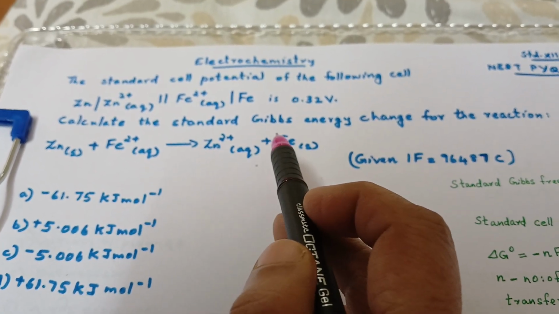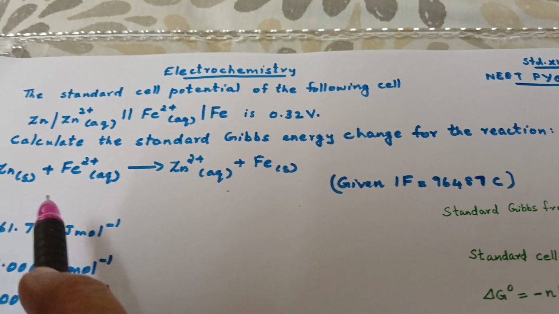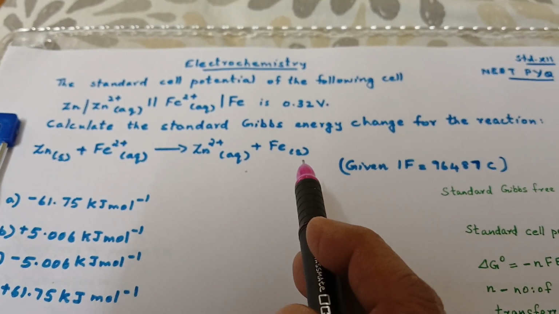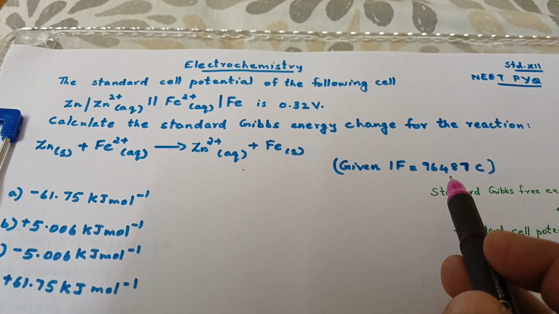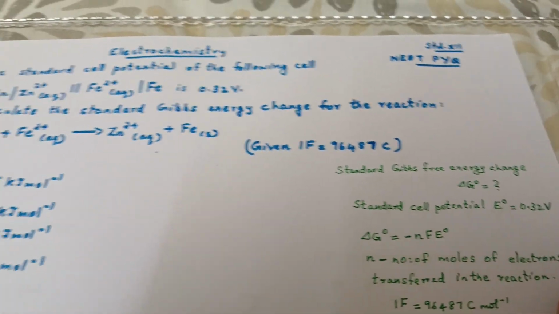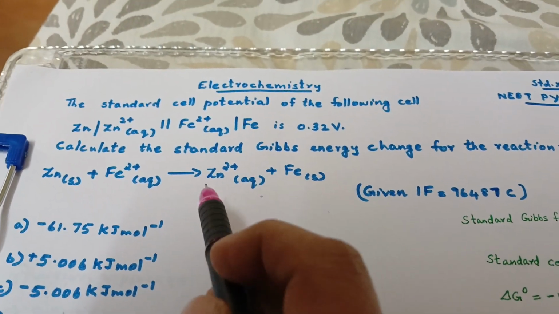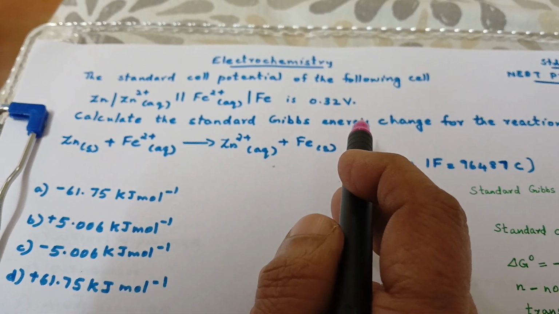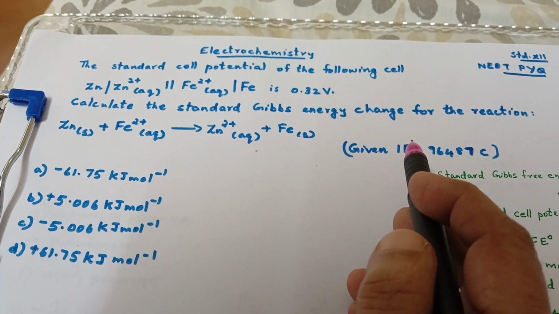Now calculate the standard Gibbs energy change for the reaction Zn solid plus Fe2+ aqueous giving Zn2+ aqueous plus Fe solid. Given 1 Faraday equals 96,487 coulomb per mole. So here the data given to us is the cell reaction, then its standard cell potential. We are asked to find the standard Gibbs energy change for the reaction.